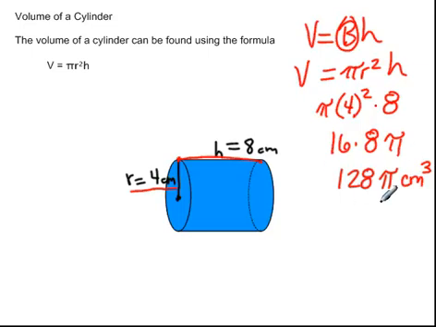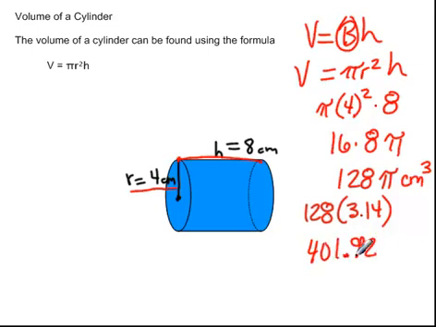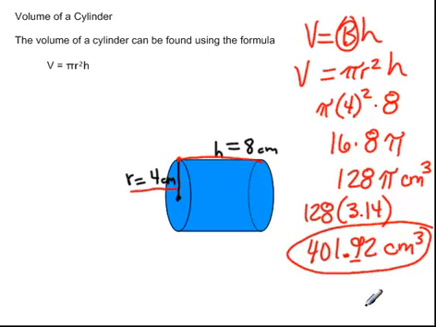Now, once again, we could leave it in this form of 128 pi cubic centimeters if our directions asked us for an exact value. If it ever asked us to round, we always want to plug in 3.14 for pi. That gets us 401.92. Sorry. And then we would round accordingly. If it says round to the 100th, the 10th, or the nearest whole number, we would round accordingly. And that's cubic centimeters. So the volume for this particular cylinder is 401.92 cubic centimeters.